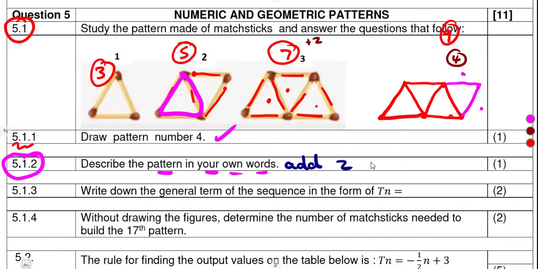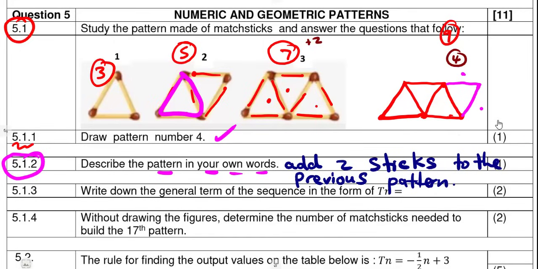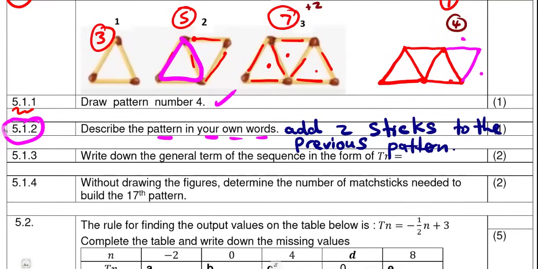Add 2 sticks to the previous pattern. The pattern that you have previously, you must just add what? 2 sticks to that one to get the one that is following. Just like that, you are done. All right, so this is what you're given. So those 2 sticks, it is just like the difference. There's a difference of 2. So there's a constant difference in actual sense.